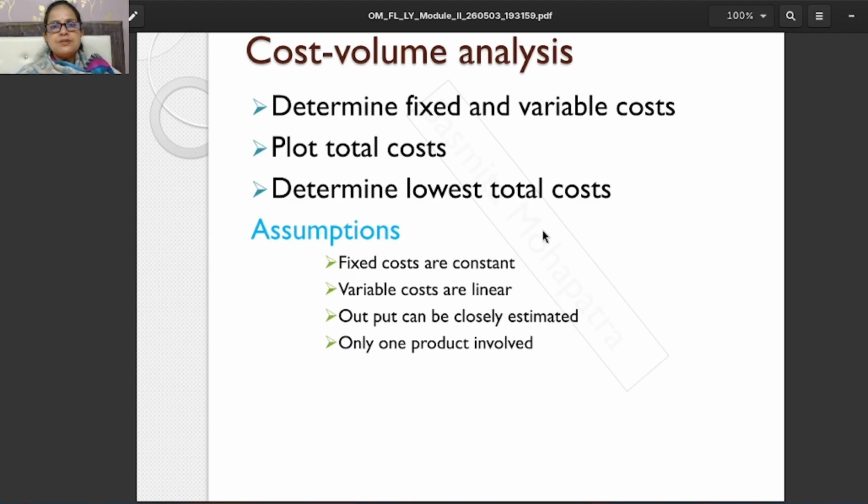What are the assumptions for this type of analysis? Fixed costs are constant. Variable costs are linear. Output can be closely estimated. Only one product is involved. Here we are not considering multiple products. We are only considering a single product. Here fixed costs are constant, not varying. Variable costs are linear, output can be closely estimated, and only one product we are considering here, not multiple products.